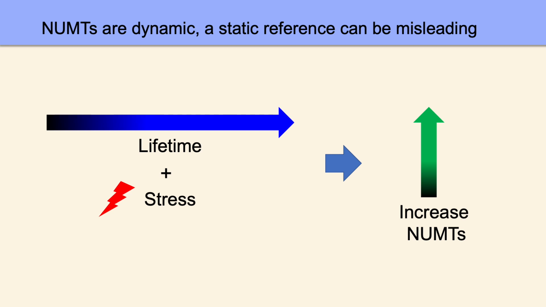One of the contributors to increasing NUMTs in the genome is stress, and the stress also includes cancer. What this means for our purposes during analysis is that relying solely on a static reference genome can often lead to inaccuracies.